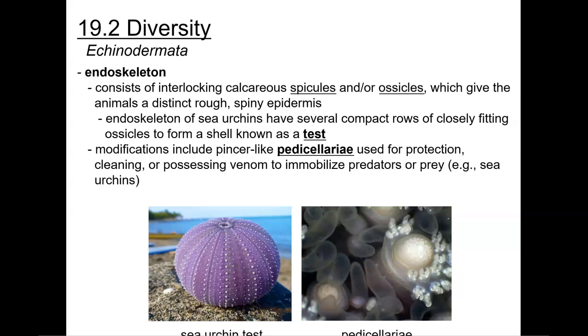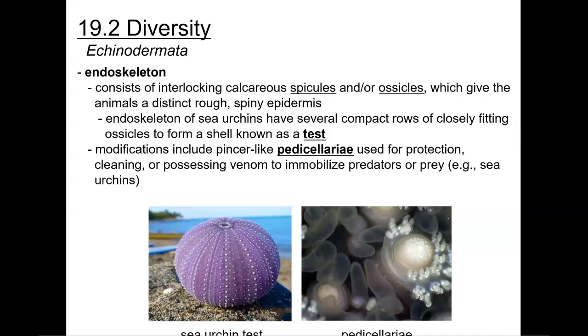All echinoderms are going to have an endoskeleton, which consists of interlocking calcareous spicules and ossicles, which are going to give the animals a distinct rough spiny epidermis. The endoskeleton of a sea urchin is going to have several compact rows of closely fitting ossicles to form a shell known as a test.